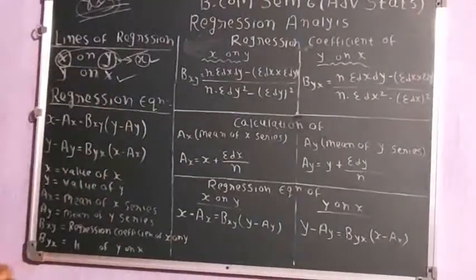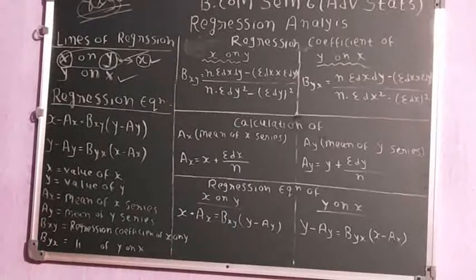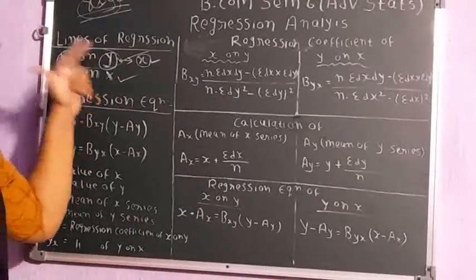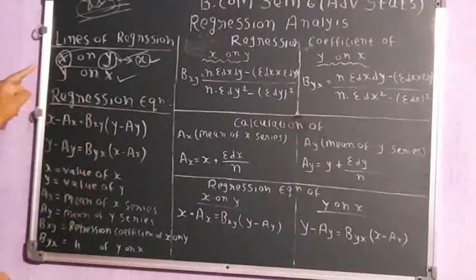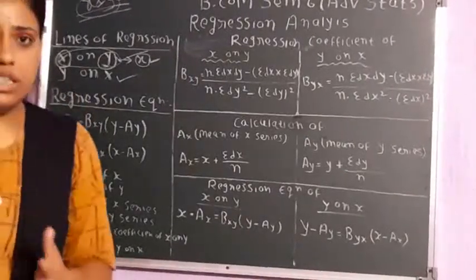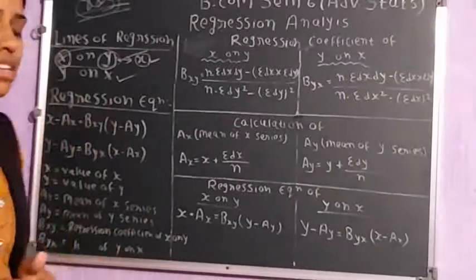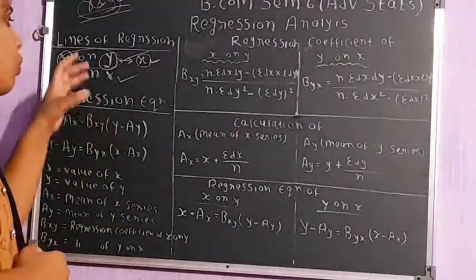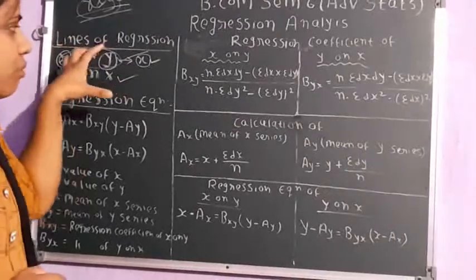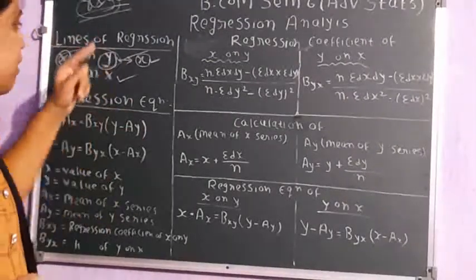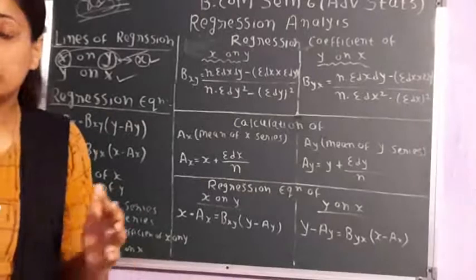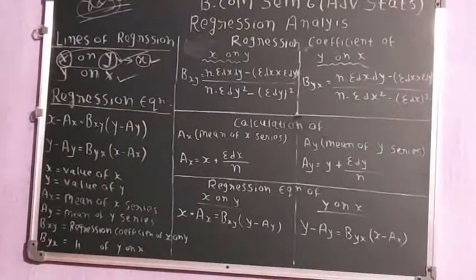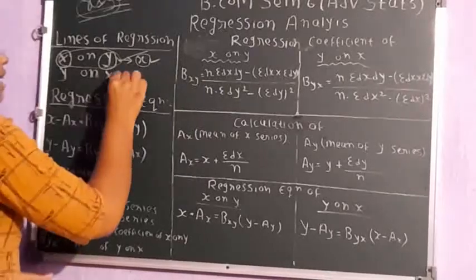So the x on y regression line is used to find out the value of the x variable. Here the x variable is considered the dependent one and the y variable the independent one. Why? Because we are using the independent or known variable to predict the value of the unknown or dependent variable. Then the other line of regression that we have is y on x.